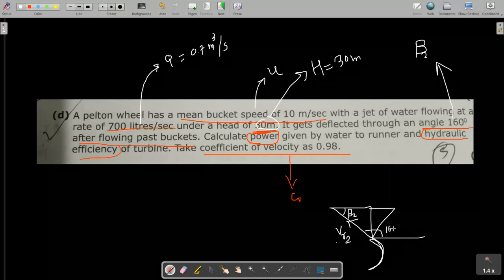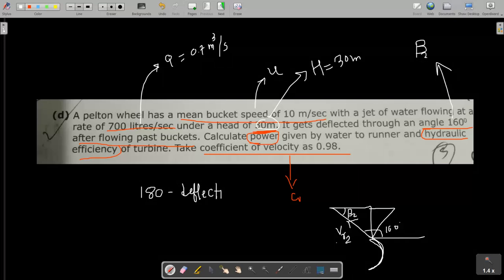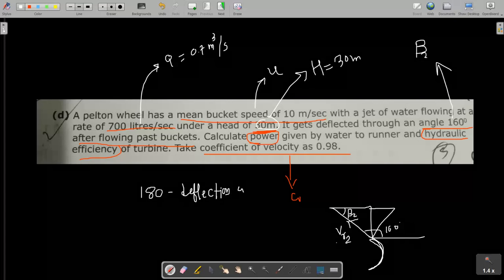Okay, so whenever the deflection angle is given greater than 90 degree, take the angle after subtracting from 180. So 180 minus the deflection angle, it is our beta 2, or beta 2 we can say the outlet vane angle. Okay, outlet vane angle.